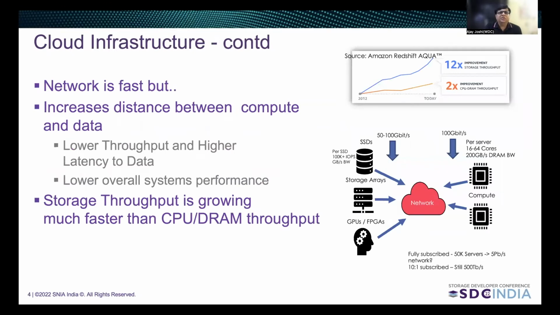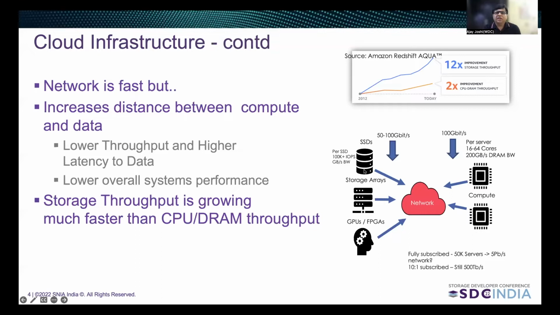So all this is good, but it increases the distance between the compute and the data. The network is fast, but the problem is that as we keep the compute far away from the actual storage data, the latencies will be very high, and hence it will also lower the throughput. Because the network is 100 gig or 50 gig, we may hog up the network when we are doing large amounts of data transfers from the same SSD.